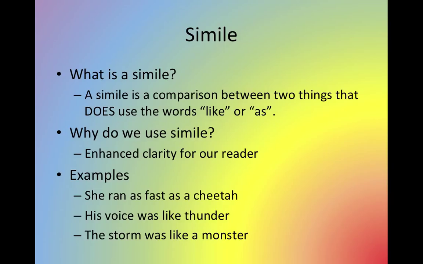So some examples would be she ran as fast as a cheetah. You see that as there. We're comparing the speed of her running to a cheetah, so we know it's fast. Just better than saying she ran quickly. His voice was like thunder. We know what thunder sounds like, so we can now picture what his voice sounds like. The storm was like a monster. We know what the idea of a monster is, so now we can understand how intense the storm was. All of these things help to make the image clearer for the reader.